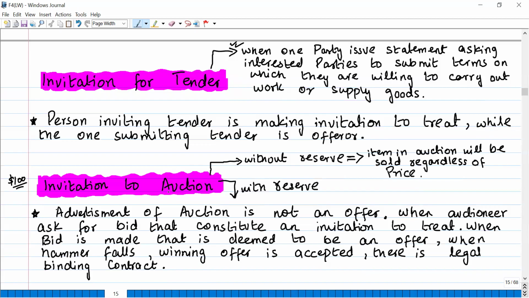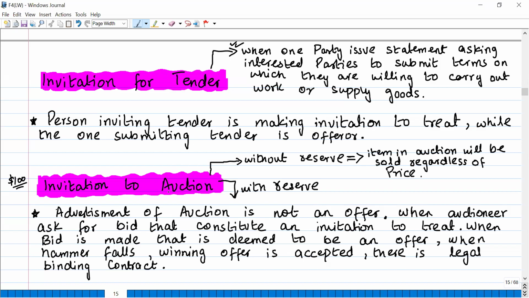For example, if I am running a government hospital that needs four or five biomedical equipments, I will issue a statement on my website mentioning that I want these. If someone can supply these equipments, or is willing to carry out work with us, they can submit their terms. That means they will say that yes, we have this available, this will be the price, this is the delivery time. All the terms they will submit to the hospital.